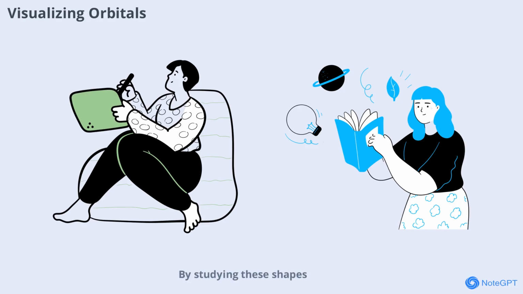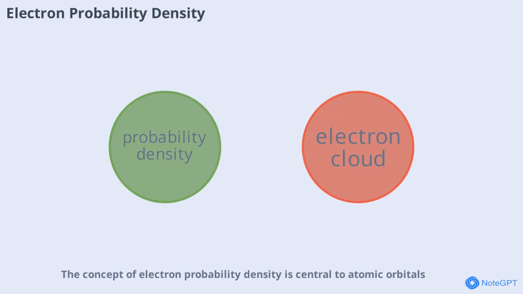By studying these shapes, we gain insight into the behavior of atoms and molecules in the real world. The concept of electron probability density is central to atomic orbitals. Instead of knowing exactly where an electron is, we talk about the probability of finding it in a certain region. This probability is highest near the nucleus and decreases as you move farther away. The shapes of orbitals are essentially maps of these probabilities, showing where electrons are most likely to be found.